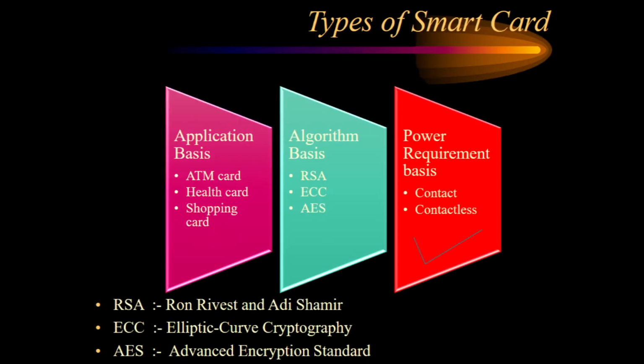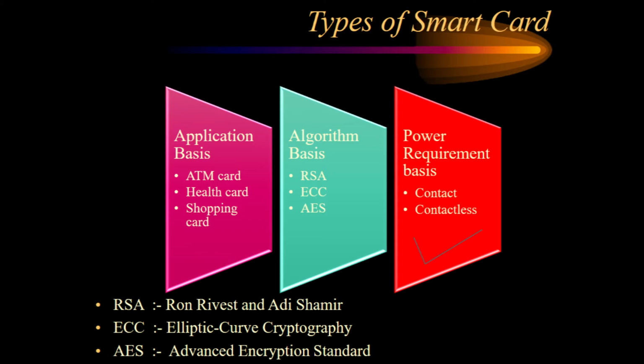Smart card can be classified on the basis of its application, like payment card, which is used for payment purposes, and ATM card, which is used for taking out payment, etc. It can also be classified on the basis of the algorithm used by the card. Some cards use the ECC algorithm, known as elliptic curve cryptography, and some use the RSA algorithm.